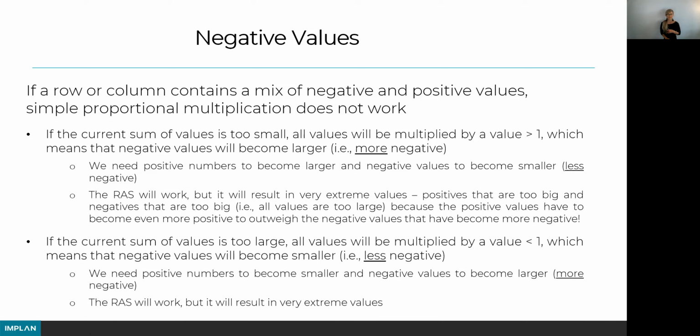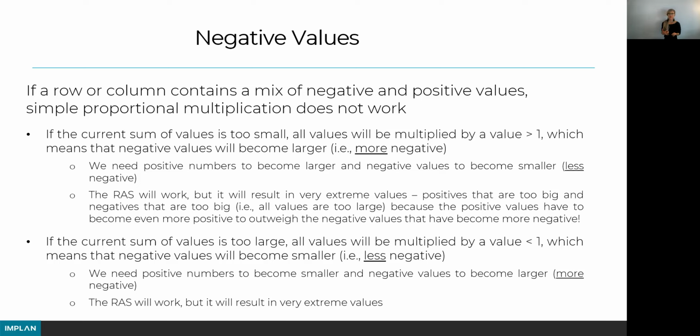And the same thing would happen in the alternate case. Basically, an analogous thing would happen. If the current sum of values is too large, then all values need to shrink. So they're going to be multiplied by a value that's less than 1, which means that negative values will become smaller, that is, less negative.